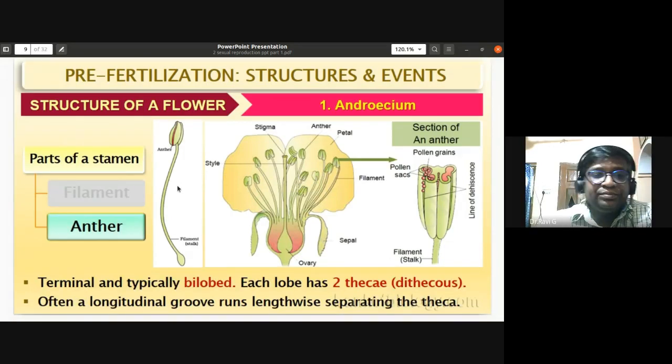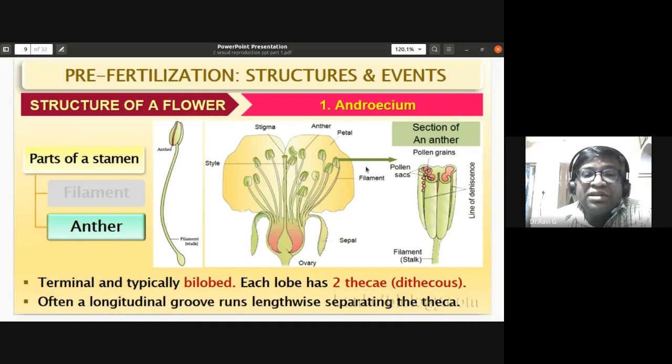So the anther, the terminal and typically bilobed anther, you can see each lobe has two cavities or theca. That is the reason anthers are called dithecous, because they have two lobes. So we call it bilobed or dithecous.